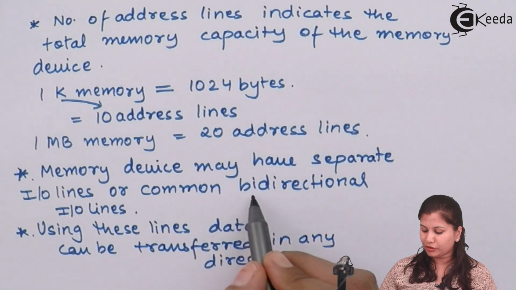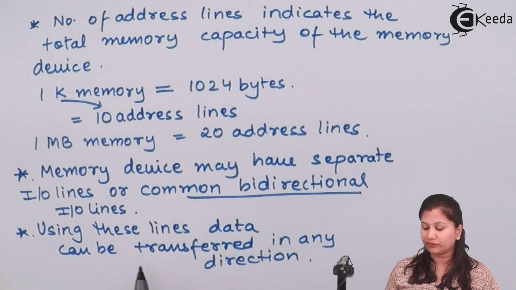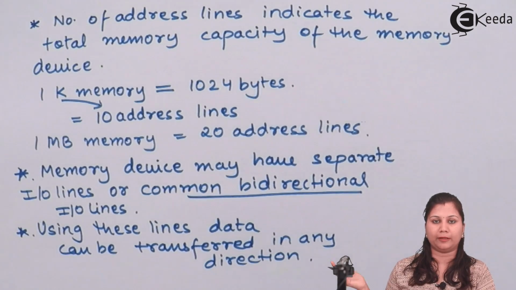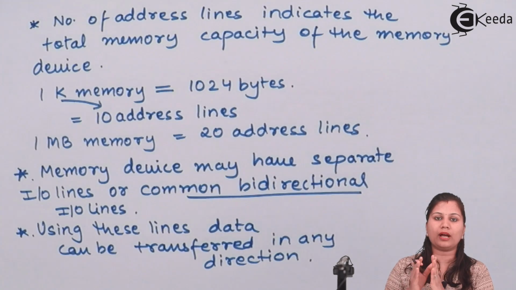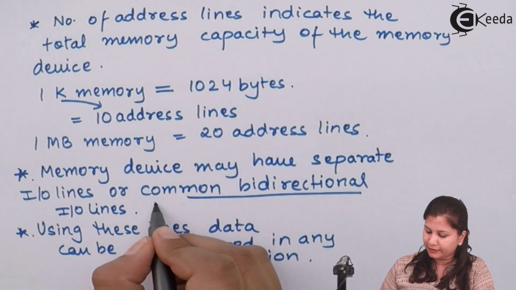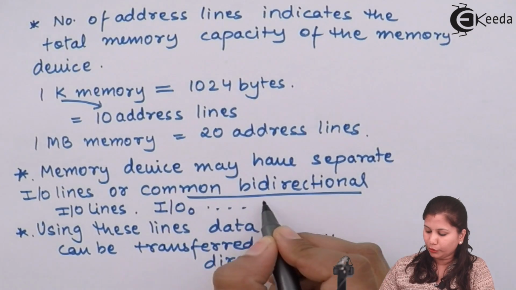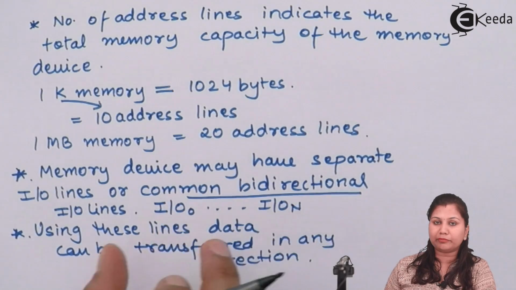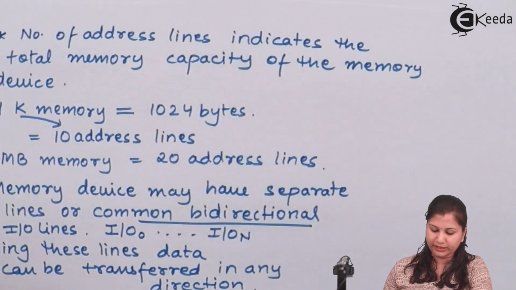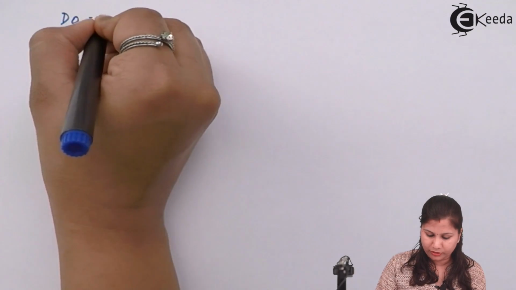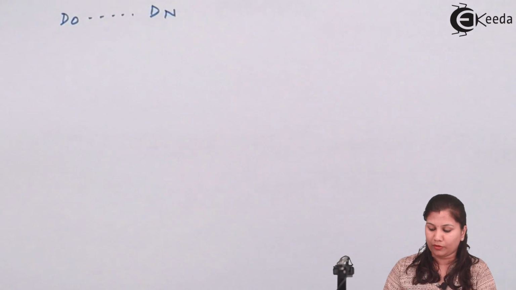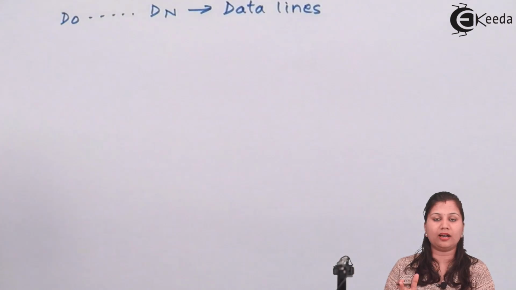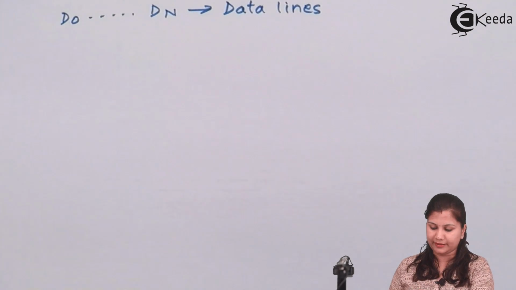If it is having bidirectional input output lines, these lines can be used to transfer the data in any direction, that is from the microprocessor to the memory or from the memory to the microprocessor. So a single line can act as an input line and as an output line also, and these lines are denoted as input output 0 to input output n. So n is the number of input output lines. Because these lines carry the data, we can also denote them as d0 till dn. So we can say that these are the data lines, because they carry the data from the memory device or to the memory device.